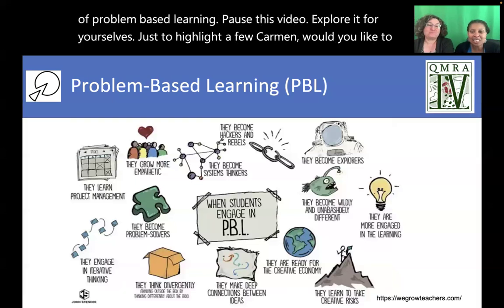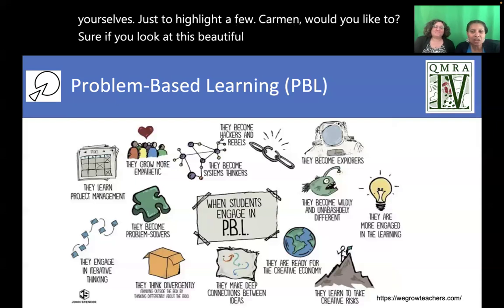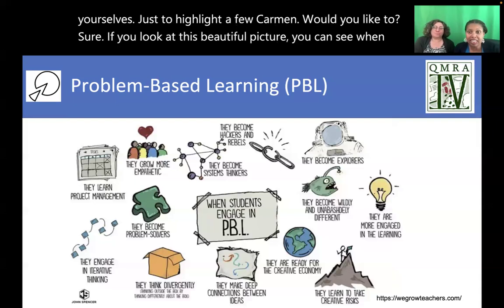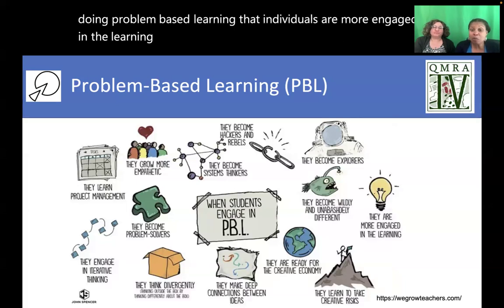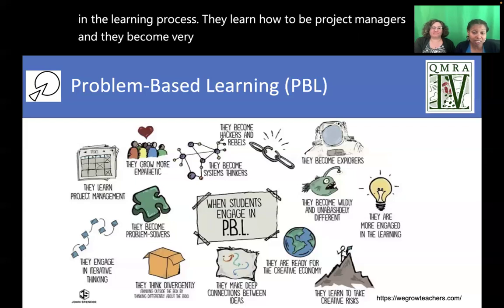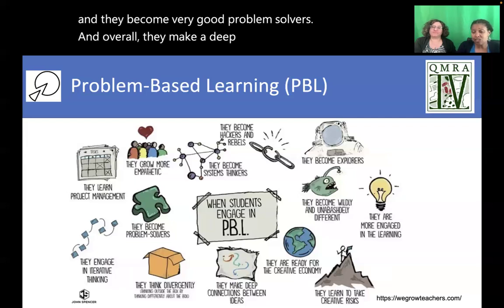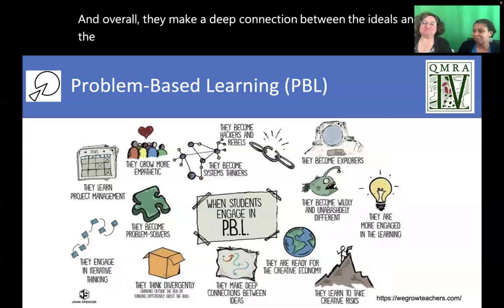Sure. If you look at this beautiful picture, you can see when you're doing problem-based learning that individuals are more engaged in the learning process. They learn how to be project managers, and they become very good problem solvers. And overall, they make a deep connection between the ideals and the problem. Awesome. Pause and check this out.